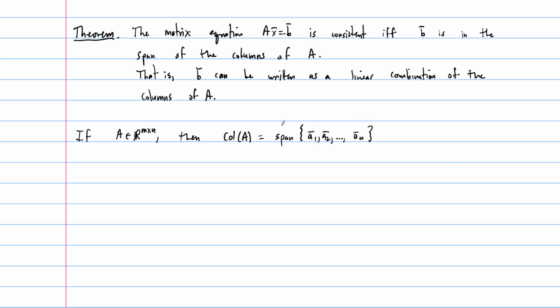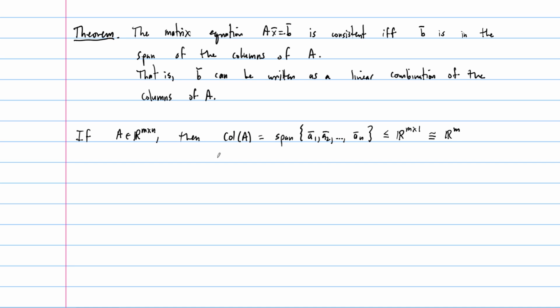Any spanning set is a subspace, right? We've already proved this. So this is a subspace of R^(m by 1), which is kind of like R^m. This symbol here means something that we'll make more rigorous later, but it's basically R^m. So the column space of A is a subspace of R^m.